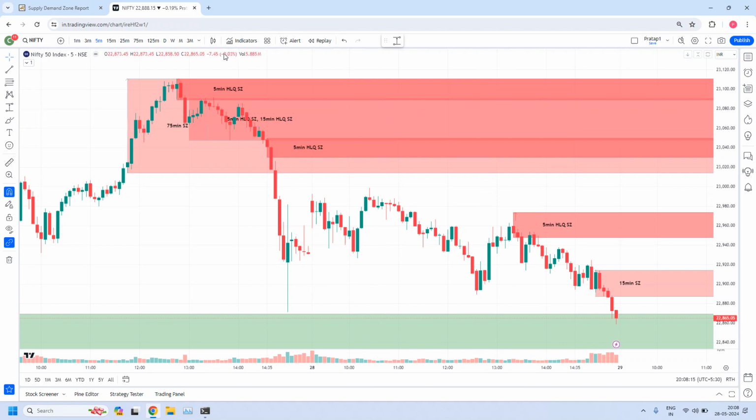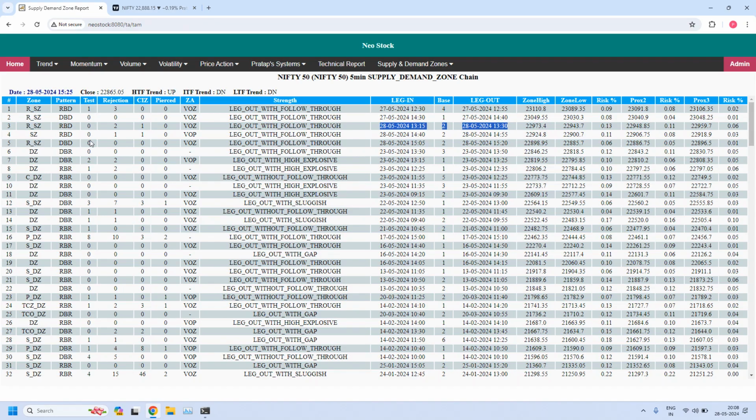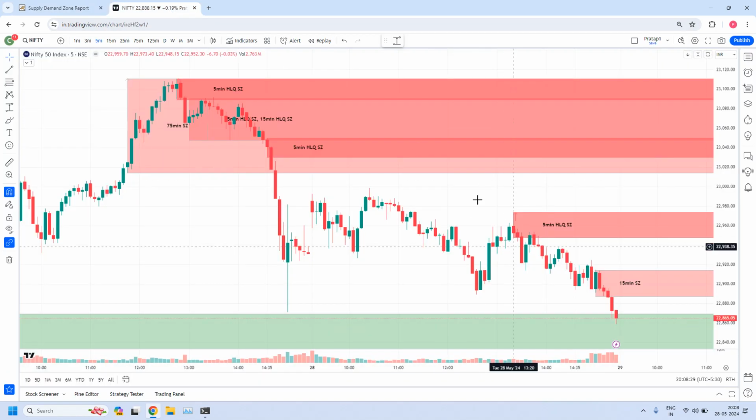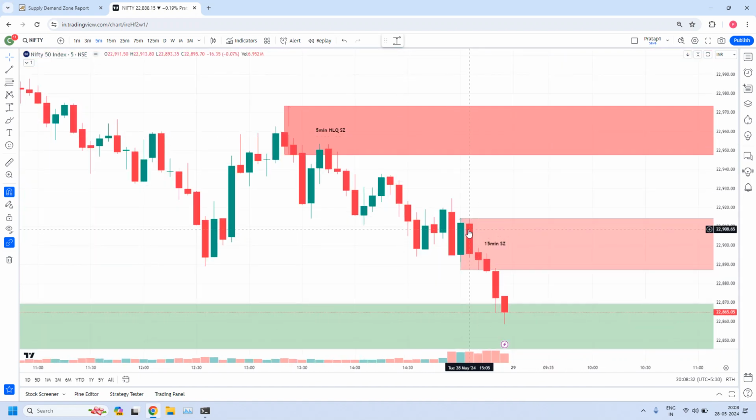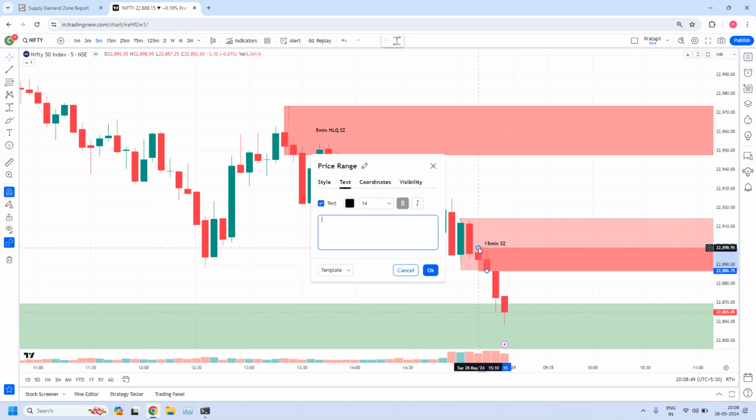And what about the next one? The next one is the fifth one. 15:05, 15:20, 15:05, 2 base candles. This is the one. Inside a 15 minutes supply zone, a 5 minutes high liquidity zone is created. Very interesting. The 15 minute supply zone has a fine-tuned zone, and this fine-tuned zone is a high liquidity 5 minute supply zone. Excellent.